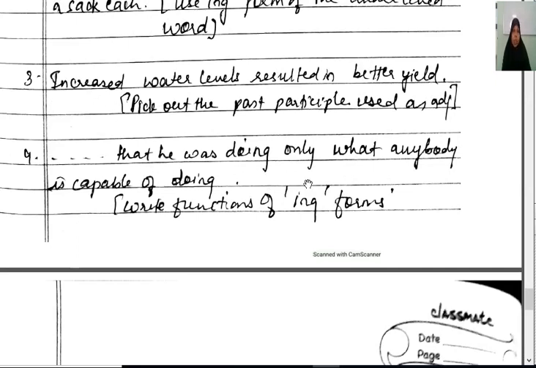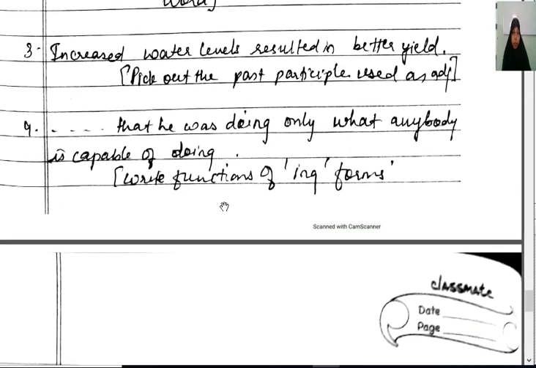"Now that he was doing only what anybody is capable of doing." Write the function of ing form. Here the word doing is used as gerund. Though it is verb, it is doing the work of a subject in the sentence, so it is noun. So here the function of the ing form is what? Gerund here.